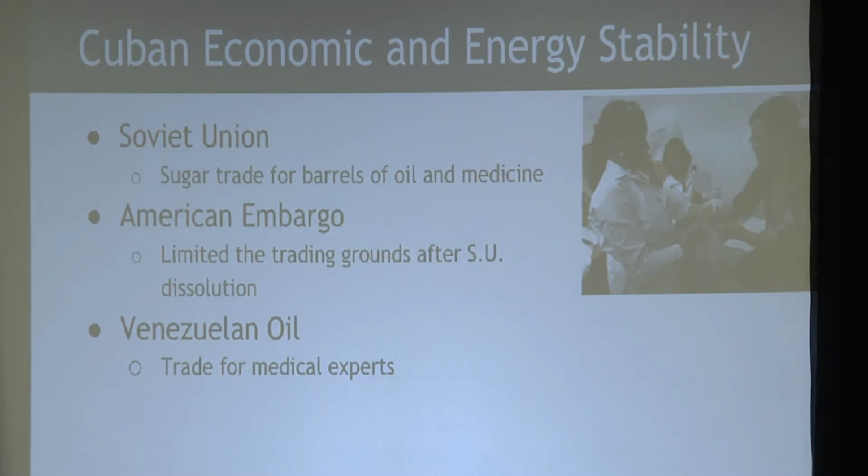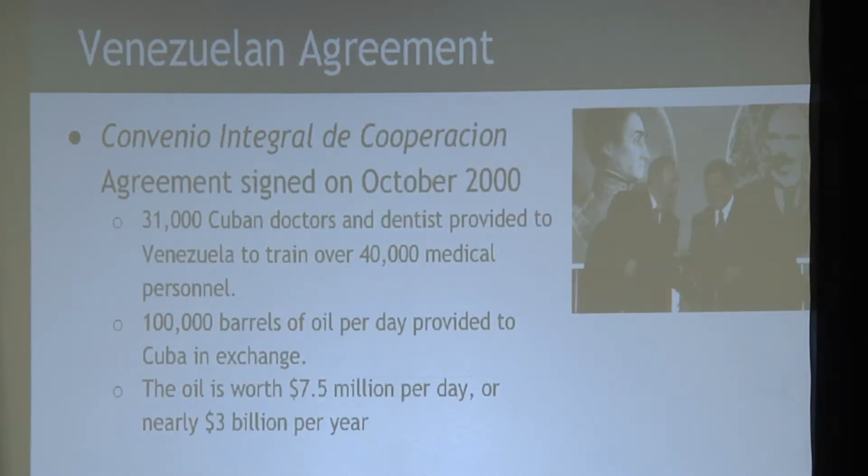So then they had to look elsewhere. The main place they looked at was Venezuela, and they traded oil for their medical experts. So the Venezuelan agreement, titled the Convenio Integral de Cooperación, was signed in October 2000, and this called for 31,000 Cuban doctors and dentists to the Venezuelan government to train 40,000 of their medical personnel.